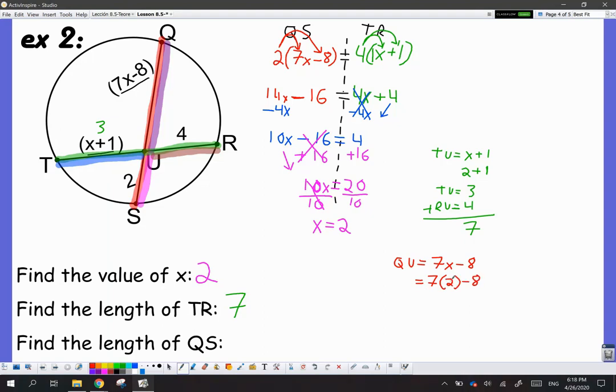So 7 times 2, we know that's 14. And I have 14 minus 8 now, which gives me 6. So I know that QU equals 6. And then for the second part of the chord, which is SU, I know that that is 2. So if I add those two together, 6 plus 2 gives me 8. So the length of QS is 8.